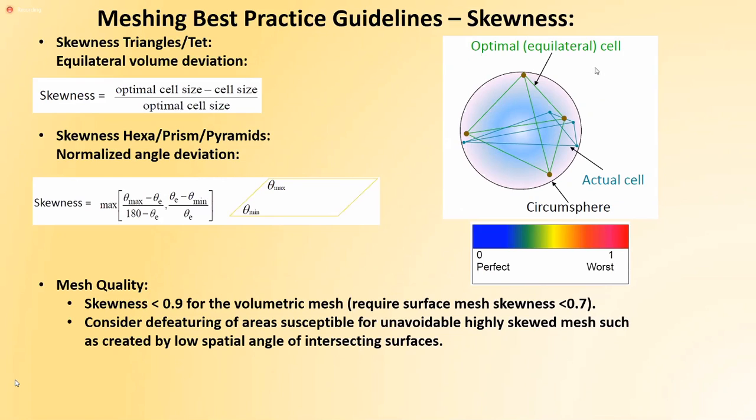Okay, skewness. Everybody knows what skewness is. Skewed cell. We want our skewness to be lower than 0.7 usually in the surface mesh, in order for it to be under 0.9 in the volume.